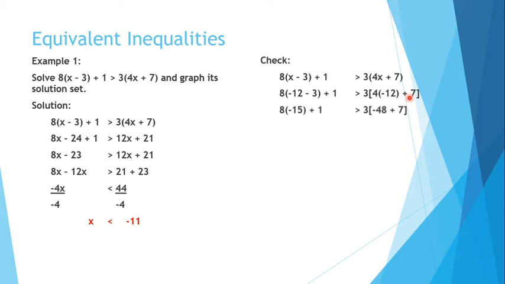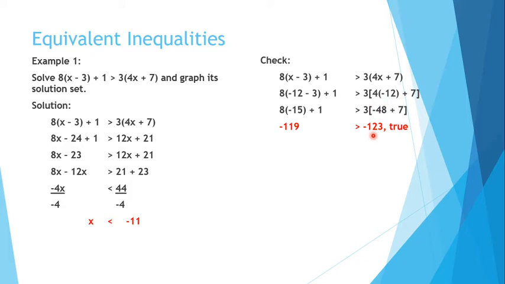Now to answer, we will first solve those that are inside the parentheses. So negative 12 and negative 3, that is negative 15. On the other side, we have 4 times negative 12, that is negative 48, and copy the rest of the numbers. Then we have 8 times negative 15, and then we get negative 120 plus 1. For the other side, we have negative 48 plus 7, and then multiplied by 3, and then we get negative 123.